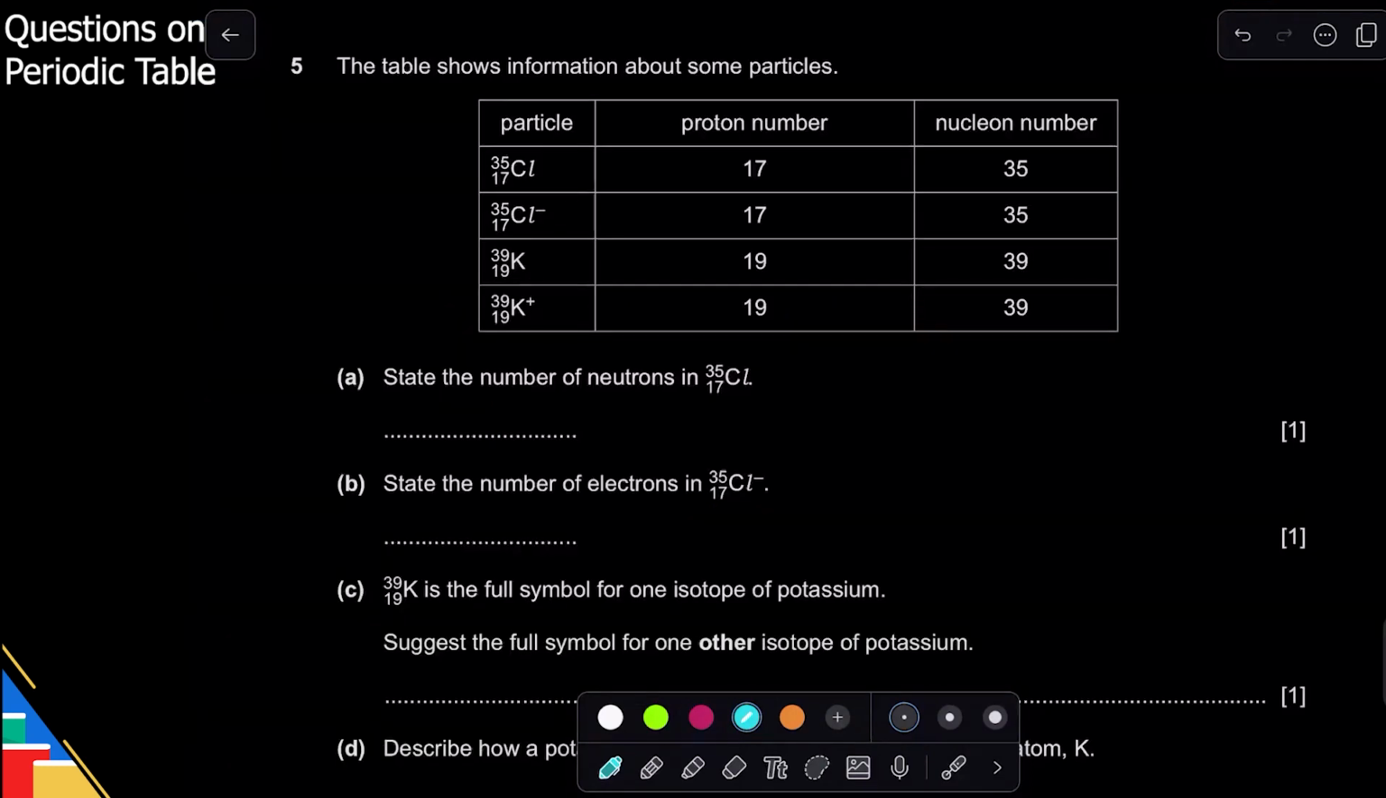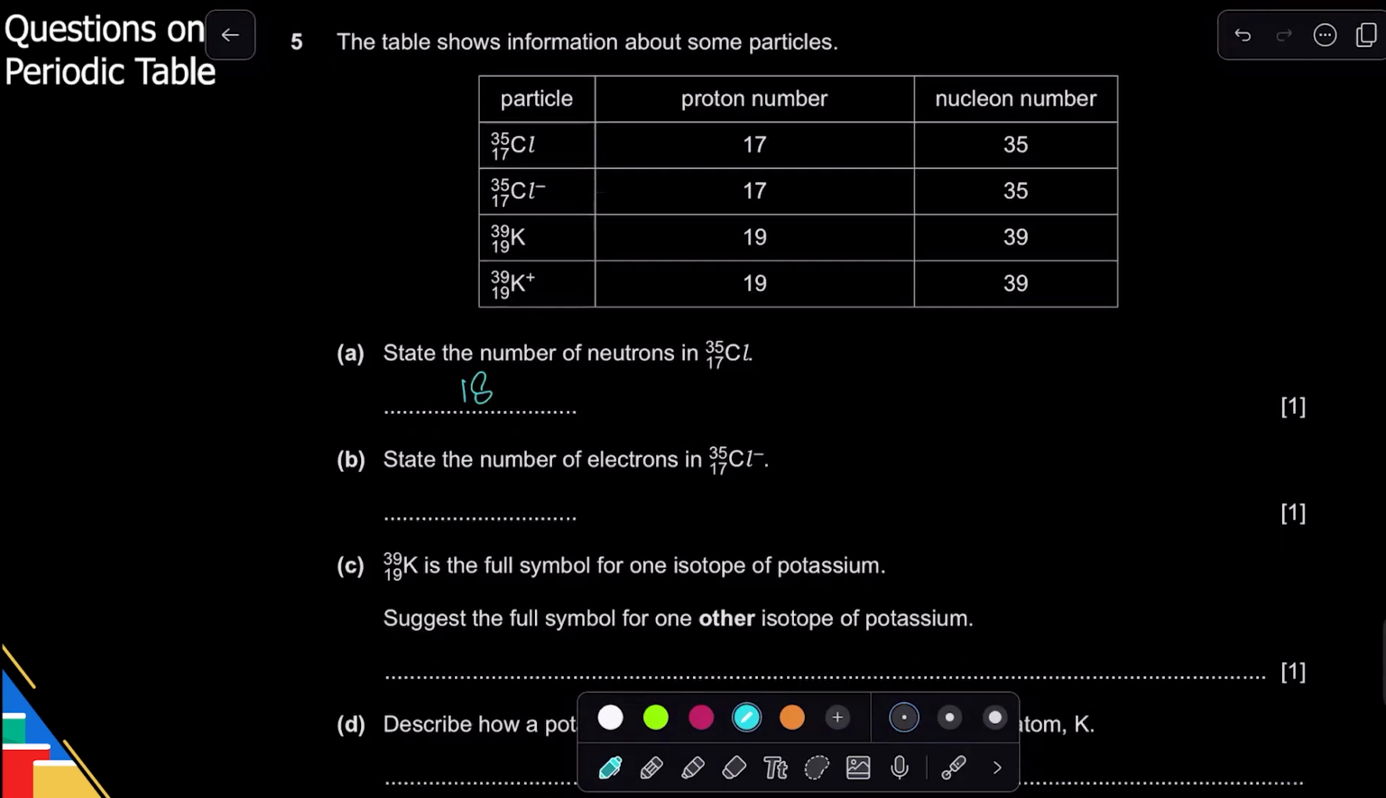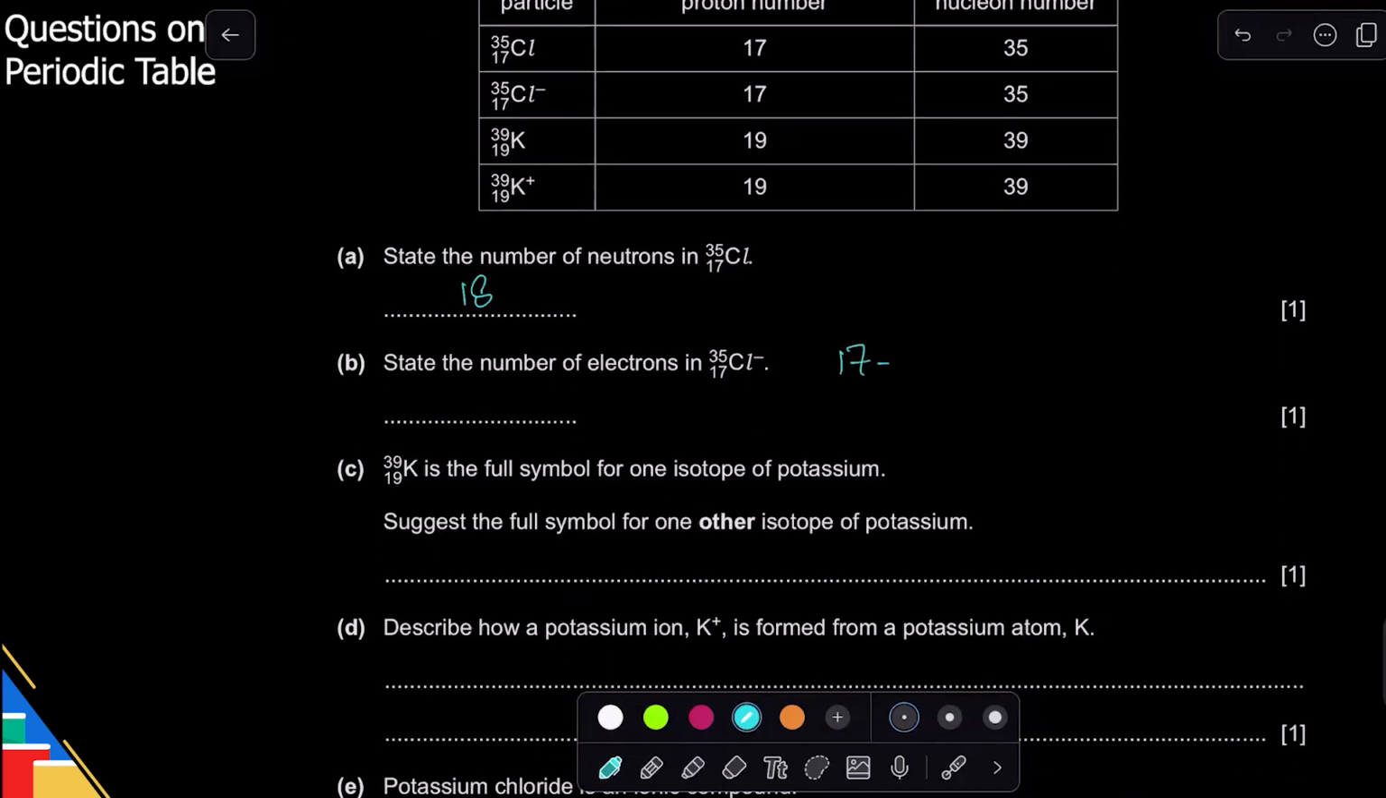The table shows information about subparticles. Okay. Say the number of neutrons. Again, neutrons are mass minus the protons. So 35 minus 17, 18. State number of electrons in this. So 17 minus 1.